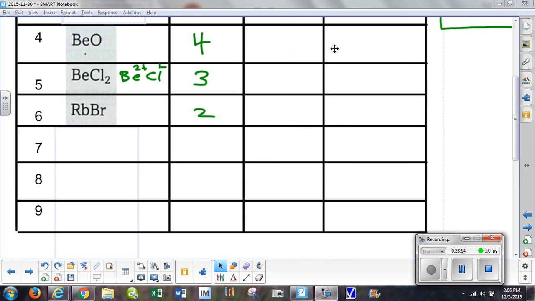And now here's what the class came up with for the next set of 3. And our beryllium oxide was the winner here. I hope you find this helpful.